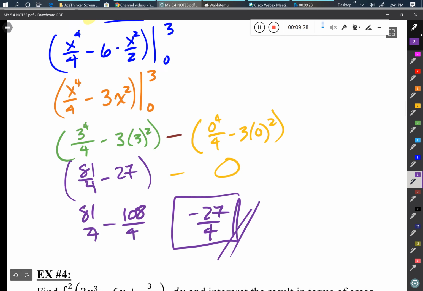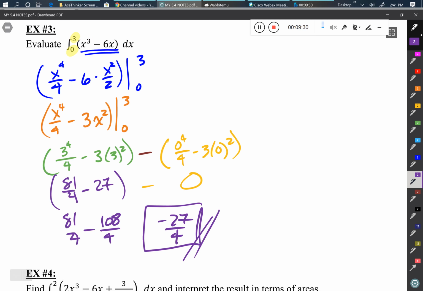If I'm searching for meaning, I'm not sure what it means, but I do know this. Since the final answer is negative, that original graph, if I were to take a look at that picture, on the interval from 0 to 3, there's more below the x-axis than there is above the x-axis.